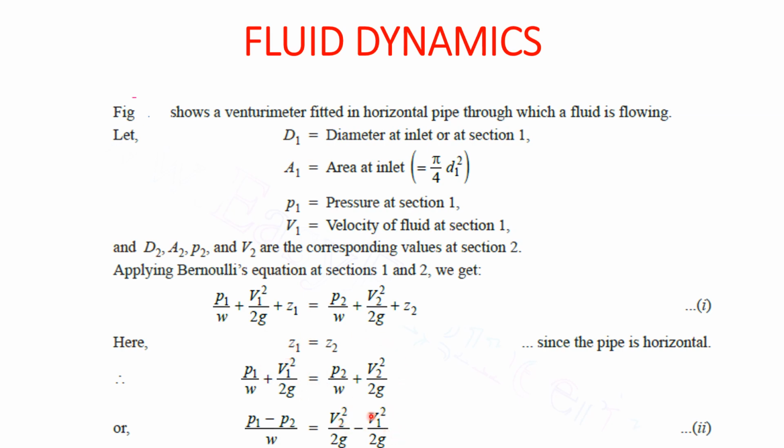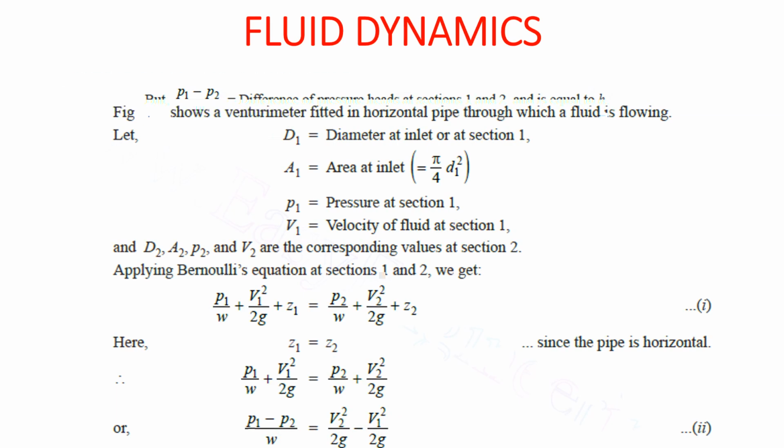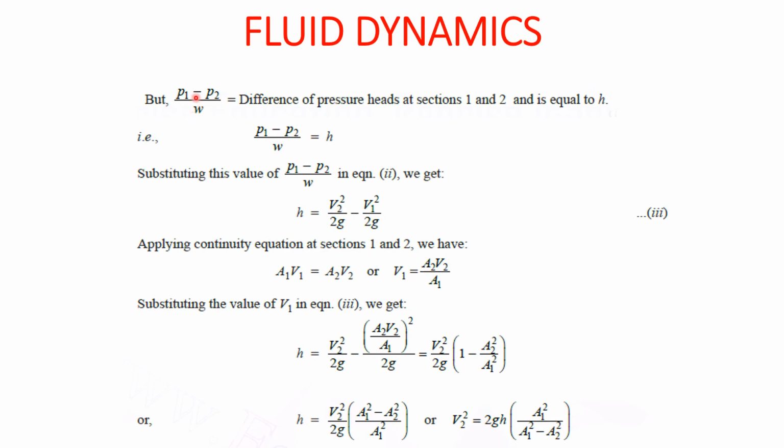So when we rearrange this equation, we get P1 by W minus P2 by W. So we have written this equation, P1 minus P2 by W is equal to V2 square by 2G, and this positive V1 square by 2G will become negative V1 square by 2G. So the equation, when rearranging, we get P1 minus P2 by W is equal to V2 square by 2G minus V1 square by 2G.